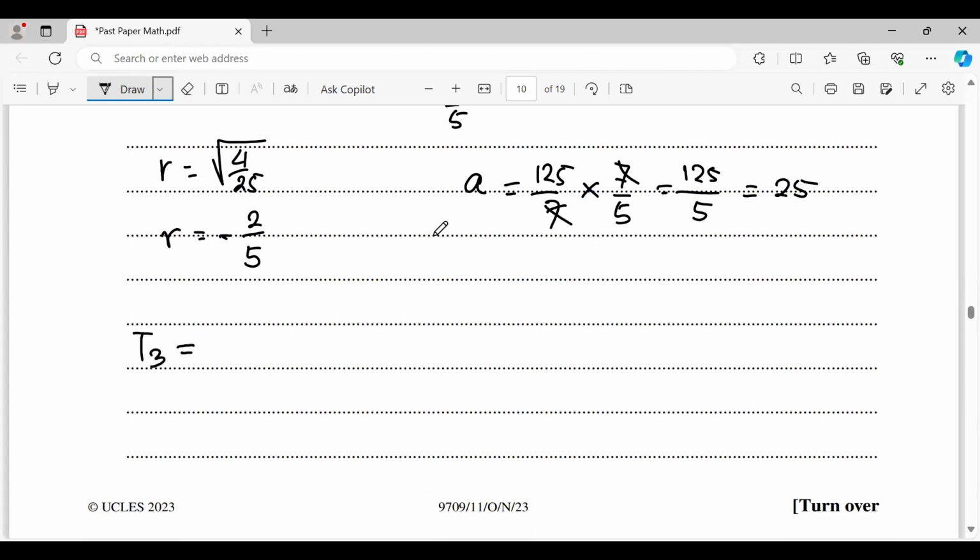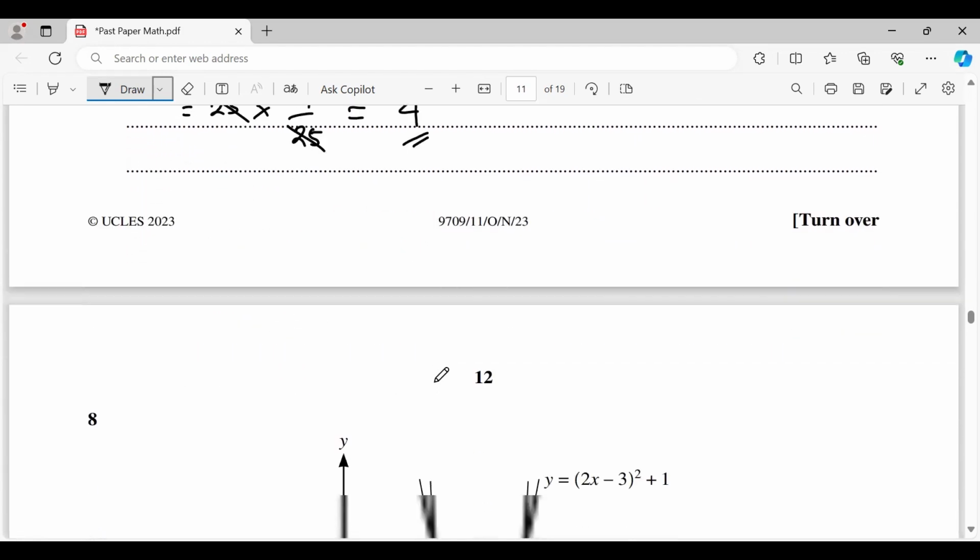Now, let's find the third term. The third term equals A r squared. A equals 25. R squared equals, not mistaken, yeah, this one, 4 over 25. That is the third term.